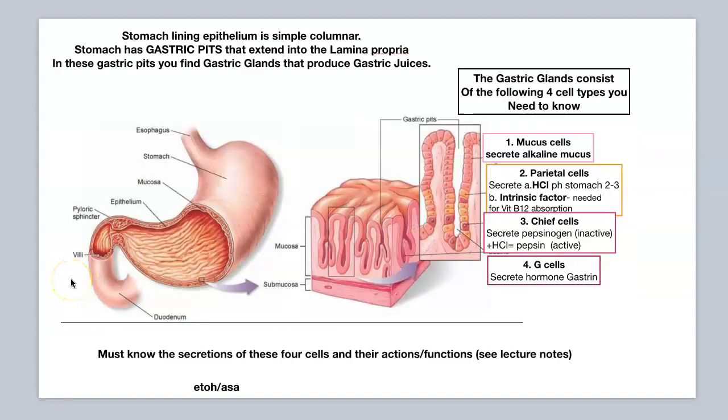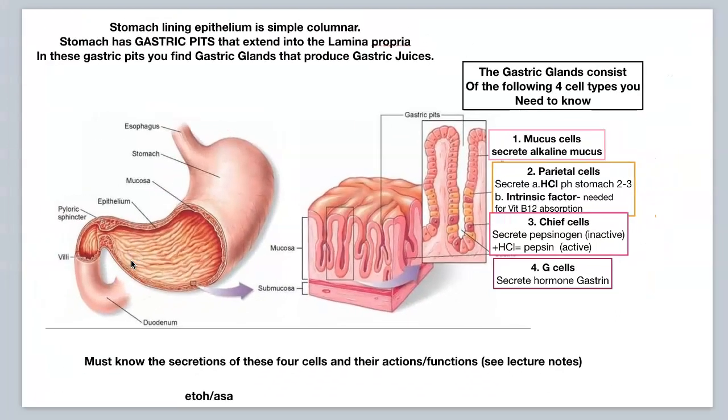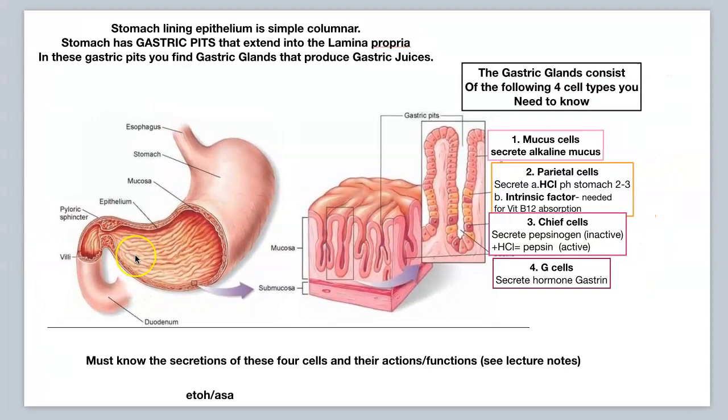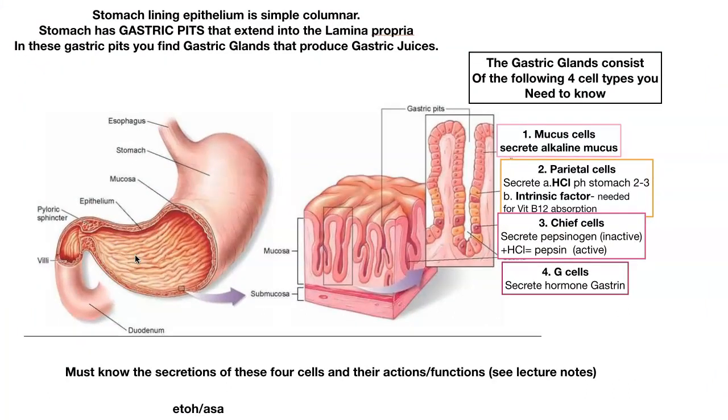So I wanted to go through the epithelium of the stomach. So we said everything from the mouth, the laryngopharynx, esophagus was stratified squamous, non-keratinized. Once we hit the stomach, everything else from here on down till we get to the anal canal is simple columnar.